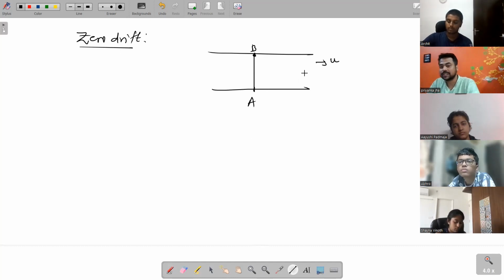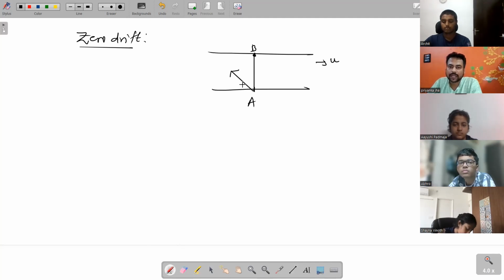But when the river flows, you cannot come along AB because the river will drag you to the right. So to have a zero drift, you have to start like this, at some angle with the upstream. You have to start at some angle with the upstream. This V is the velocity of man respect to river.